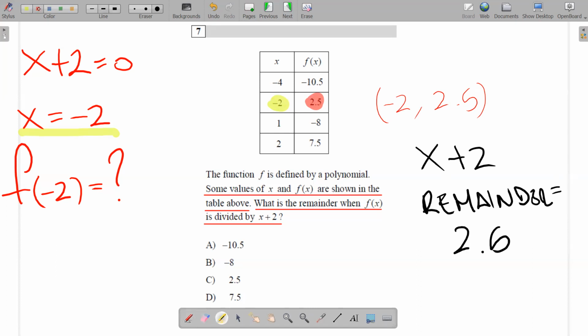That's why the answer for this question is C. The answer to this question is given. All we have to do is understand the concept of the remainder and the remainder theorem.